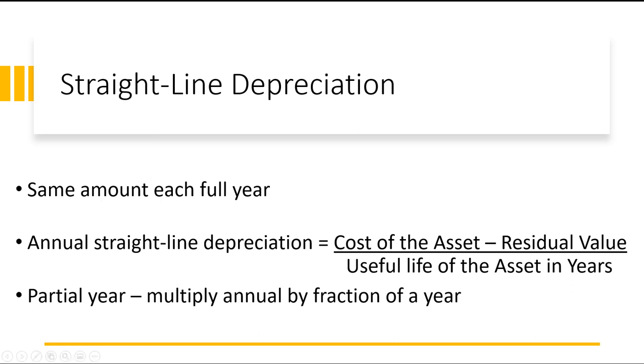All right, so straight line depreciation, I said, is the most common, and you'll see why it's the most common because it's the simplest. You have the same amount of depreciation every year, unless you have a partial year, and in that case, you have to multiply it by a fraction of a year. But generally speaking, it's the same amount every year, and your formula is the cost of the asset minus the residual value. Remember, that's called your depreciable cost, divided by the useful life of the asset in years. So basically what you're saying is take the cost, divide it by how many years it's good for. That's our depreciation each year.